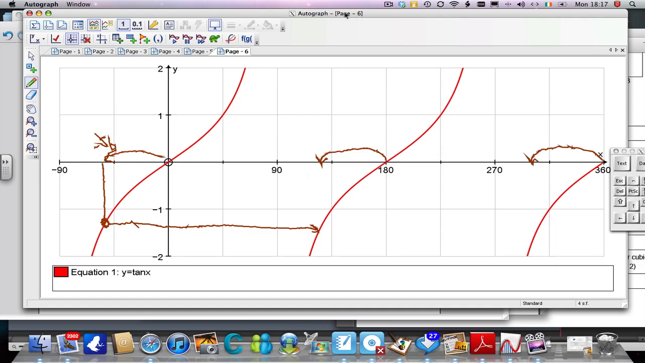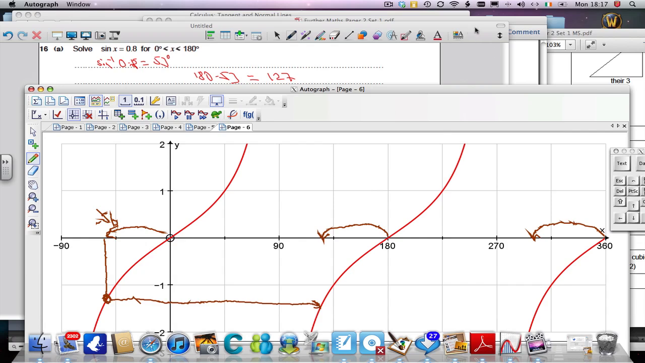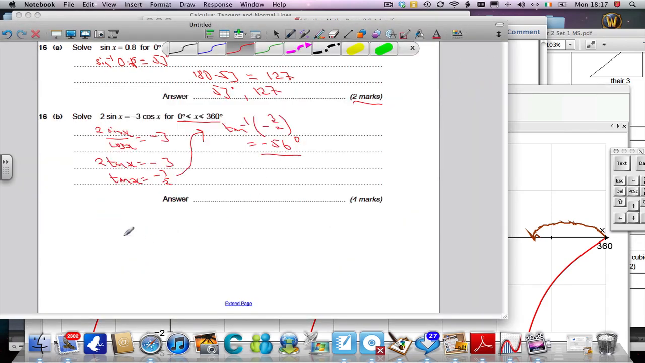So I'm going to do 180 take away 56, and 360 take away 56. 180 take away 56 is 124, and 360 take away 56 is 304. So 124 and 304 gives you your solutions.